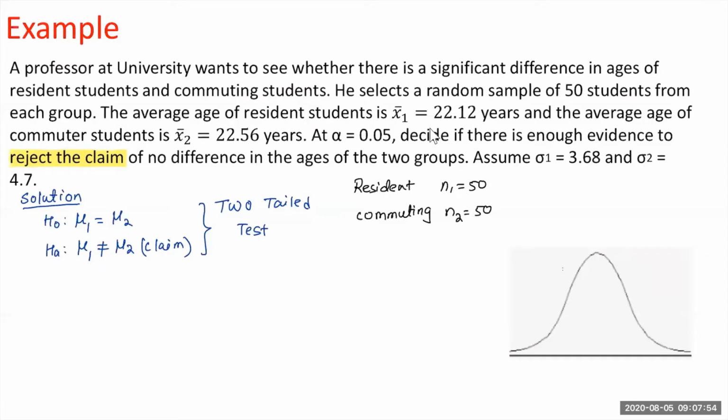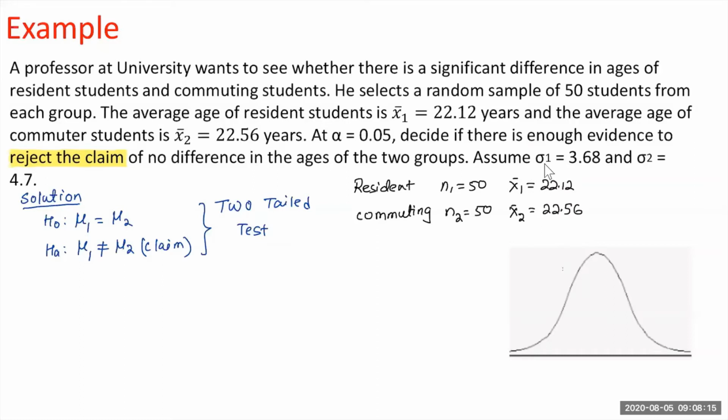Mean of the first is 22.12 years. The mean age is 22.12. Mean age for the second group is 22.56. I'm just writing the information given in the problem.